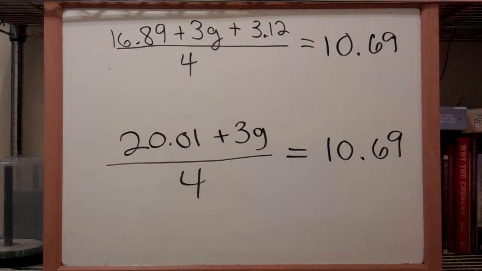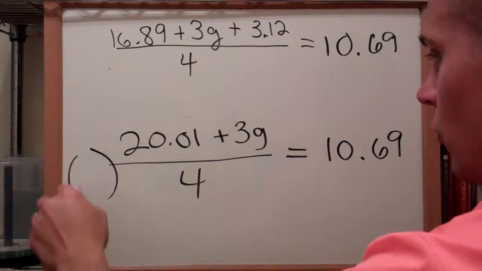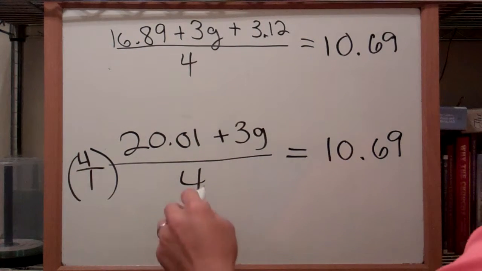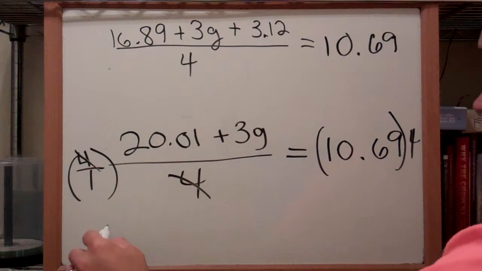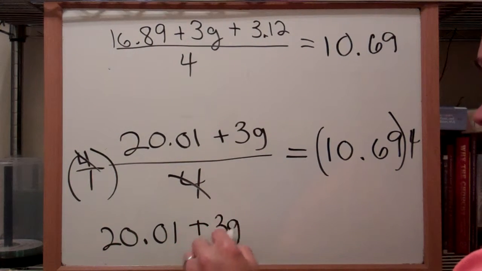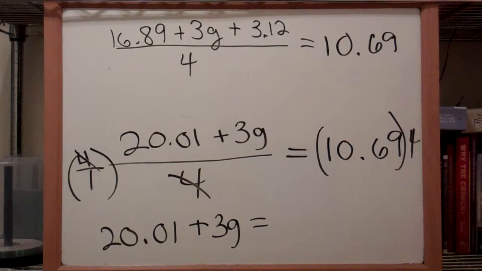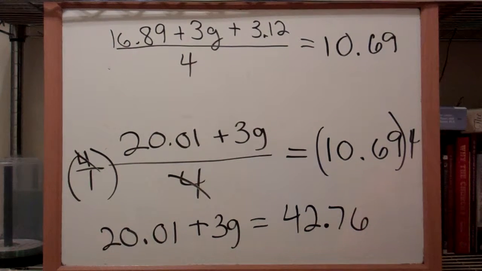And now, since we've simplified everything there is, we can solve the equation for G. And the way to start that would be multiplying both sides by 4. So you want to multiply both sides by 4. Here the 4's will cancel and you'll be left with 20.01 plus 3G equals 4 times 10.69. So 4 times 10.69, 42.76.